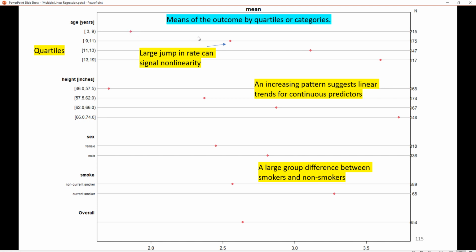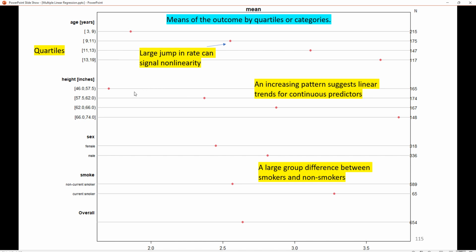When we look at 9 to 11-year-olds, they have an increase of almost about 2.6. And that large jump in rate can signal nonlinearity. So we have a nice linear trend, but we see what potentially is the biggest jump between that first and second quartile. And then when we look at the average rate for 11 to 13-year-olds, that's further to the right. They have over a value of 3. And when we look at 13 to 19-year-olds, they do have the highest average FEV rate over 3.5.